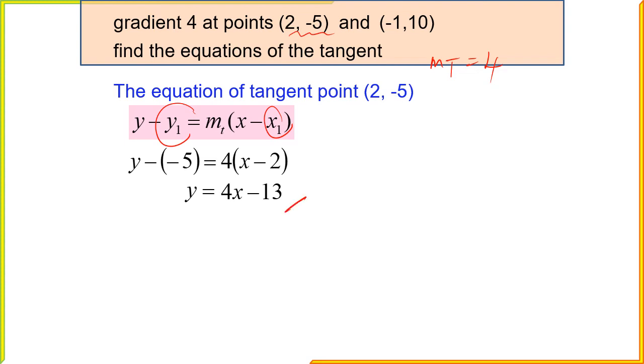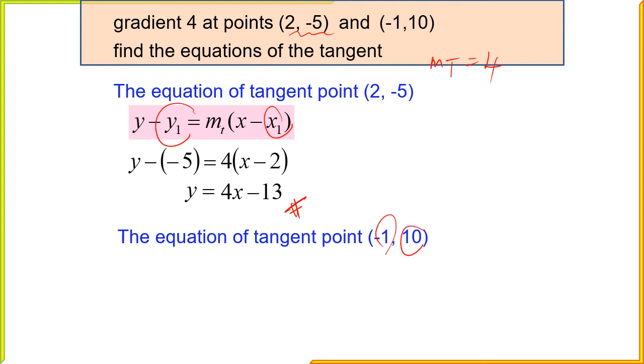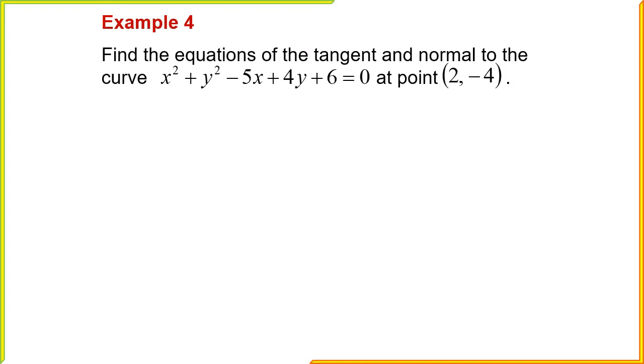Okay, this is for point (2, -5). So for the equation of tangent at point (-1, 10), we replace y1 with 10 and x1 with -1. So we get y minus 10 equal to 4 of x minus -1. So we have y equal to 4x plus 14. Okay, so now we have the equations of the tangents already. So, last example.